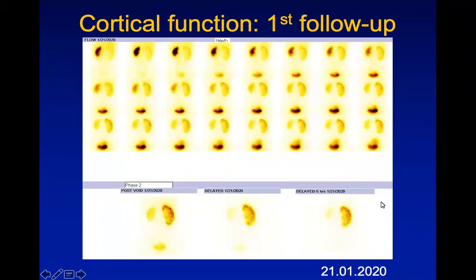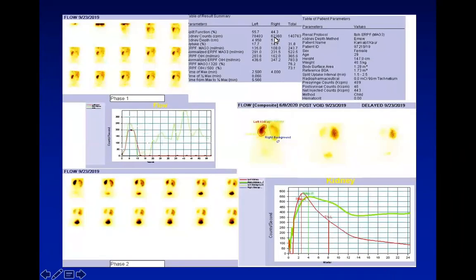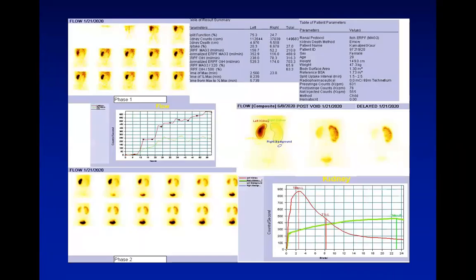January 2020, 4 months later. How many of you can notice this decrease in function? Now you can see that the kidney is turning into a ghost. There is significantly reduced uptake and now it's barely crossing the cortex. The function is reduced. You're not even seeing that accumulation. The renogram curve has dropped. The percentage function is 75 on the left and 25 on the right. From the previous 55-45, it's come down to 75-25 now.